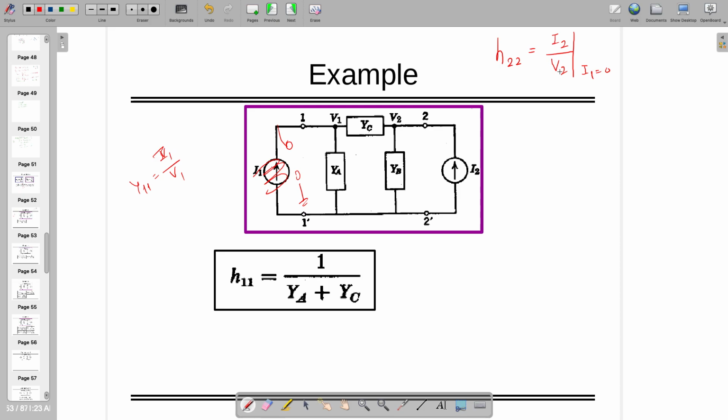And look at the resistances. Look, there is no current. That's the only thing. The current source is I2. This is V2 and this is V1. Forget about I1. Even you can forget about V1. There is a series connection of two resistances, 1 by YA plus 1 by YC, in parallel with 1 by YB, times I2, which is going to give me V2.